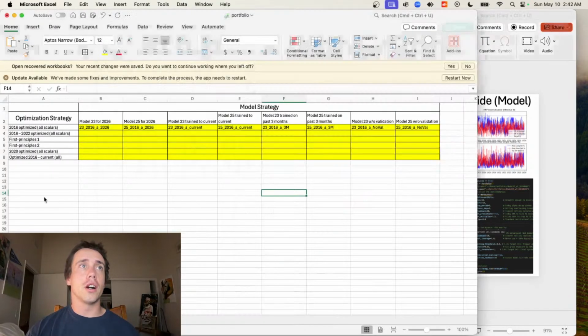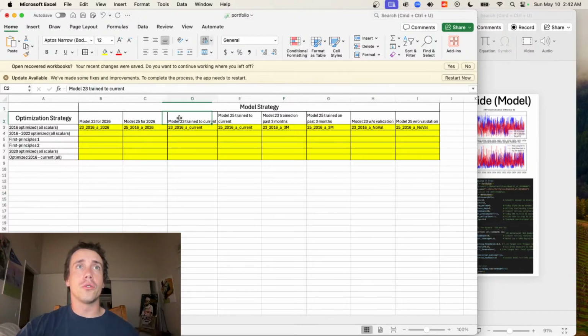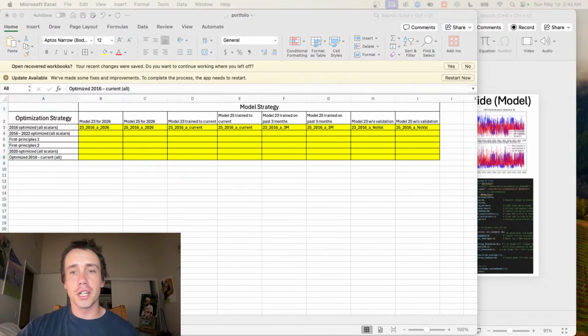My goal is to get all of these strategies and models. Each model should have a different strategy. So we're going to end up with 8 times 6, so 48 total strategies that I'm implementing for paper trading. And then I'll be able to monitor them, see how the performance is over time, and basically choose.